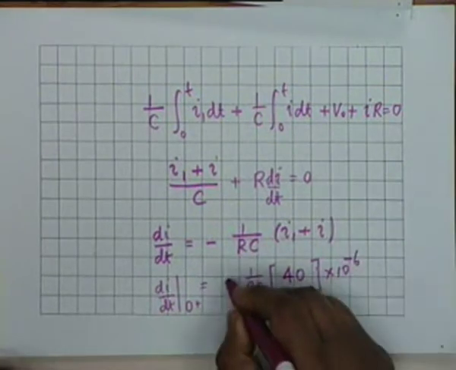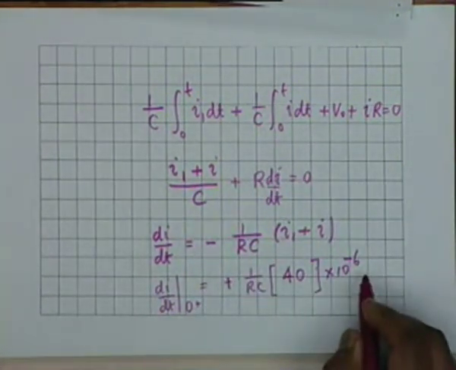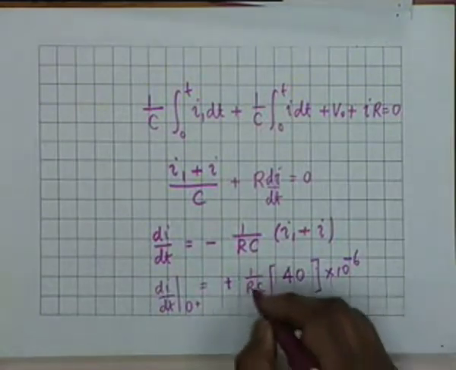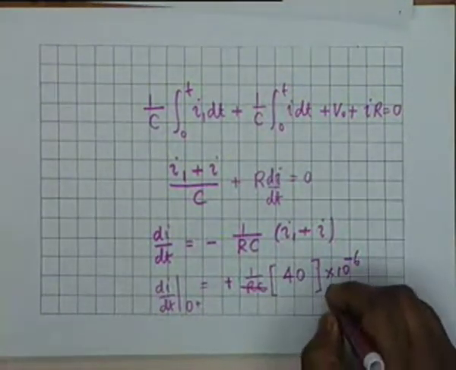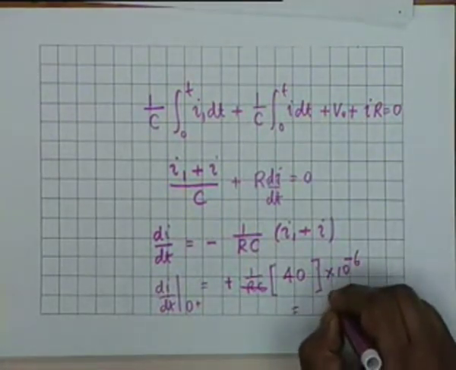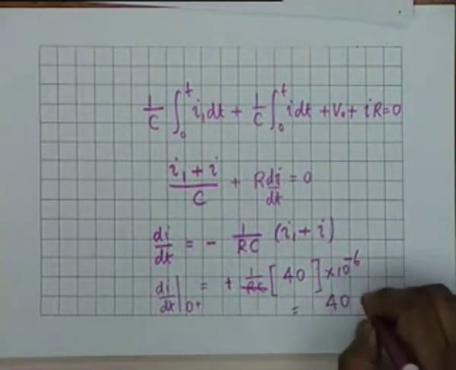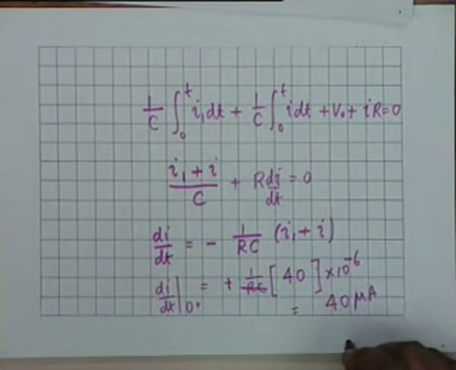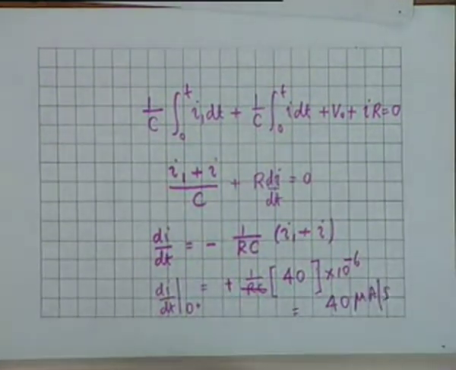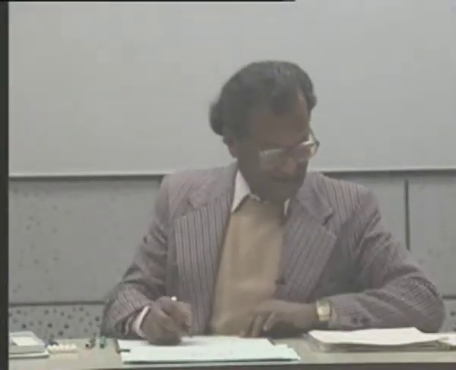Okay, so it would be plus 1 over RC times 40 times 10 to the minus 6, and RC is 1, and therefore this is simply equal to 40 microampere per second.